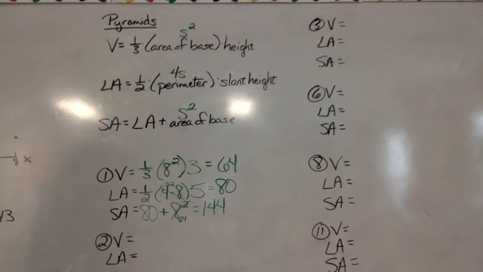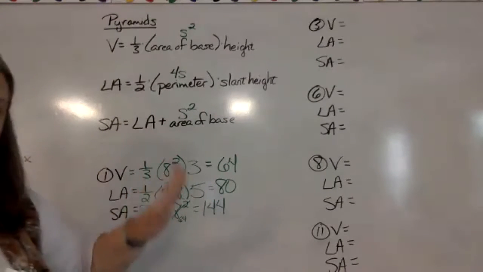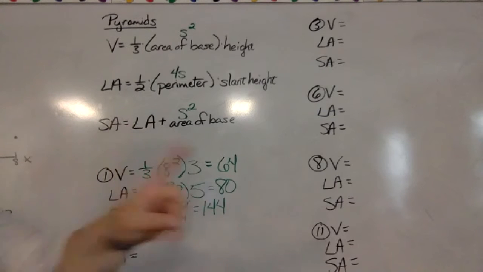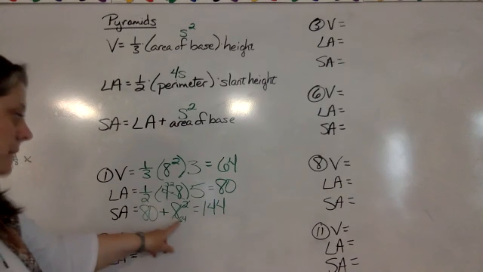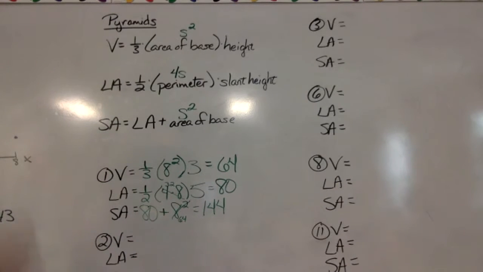Now remember, when it's talking about lateral area, it's talking about just the triangular faces that are standing up on the pyramid. When it's talking about surface area, it's talking about those triangles and the base added together. It's every face of the pyramid. Lateral area is just the sides that connect the bases together. Surface area is all the sides, including the bases.